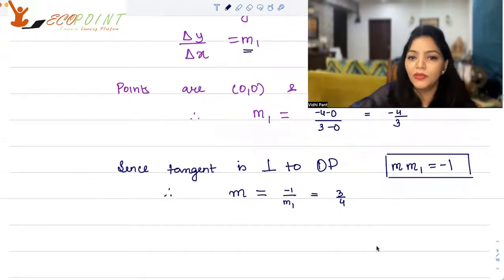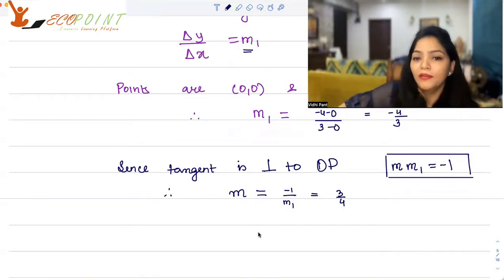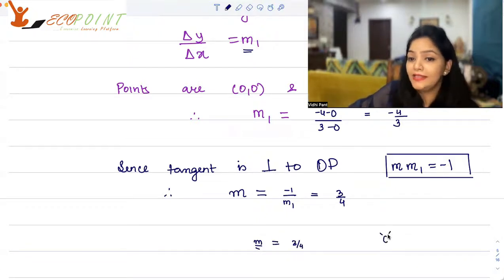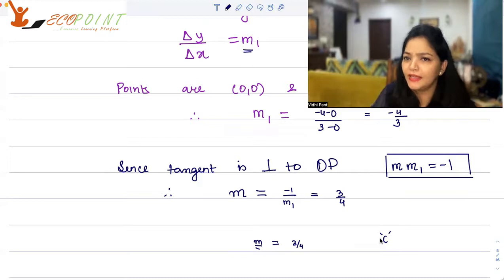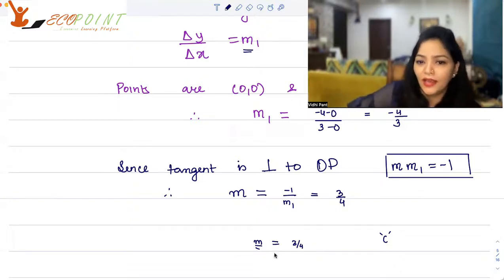Great. Once you have the slope of the tangent, you can clearly figure out the equation. Why? Because I wanted to know what M is. I have M. Now I need C. Once I have C, I can easily create y equals mx plus c. How will you find C? Now this point (3, -4) lies on the tangent, right?